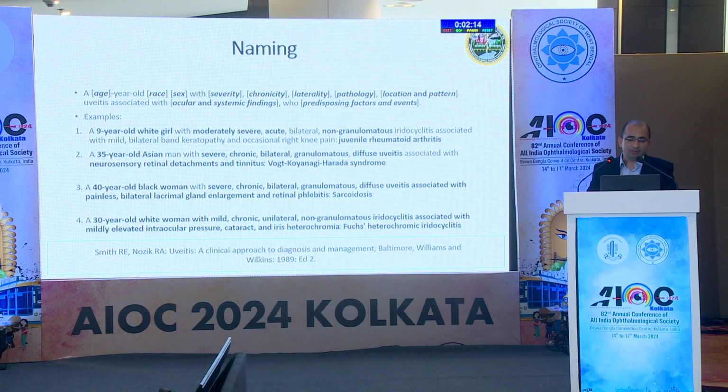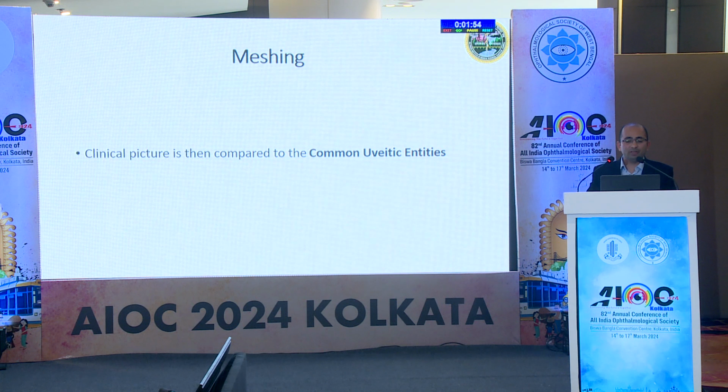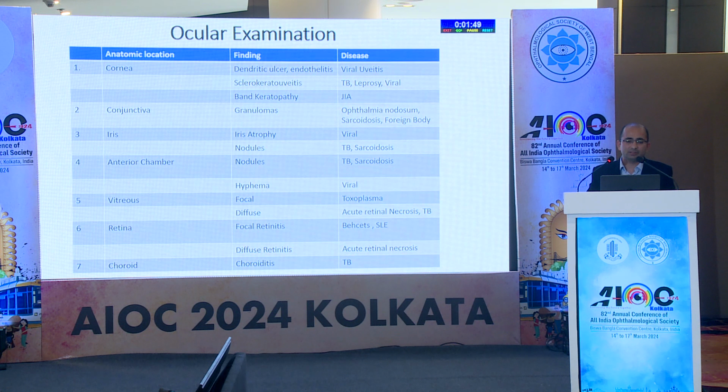And similarly in other examples, if we see a young white woman with mild chronic unilateral non-granulomatous uveitis with elevated IOP, cataract and heterochromia, this will help us to narrow down our diagnosis. Again, we have to compare those with the common uveitic entities and the signs and symptoms of those diseases, which are seen in this busy slide. If there are dendritic ulcers, which are commonly seen in viral uveitis, we will compare our case to what is already known.